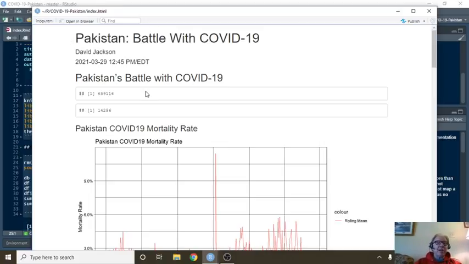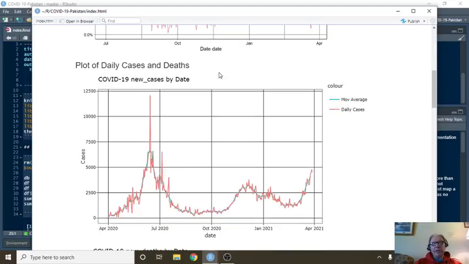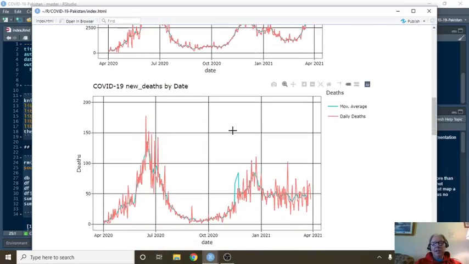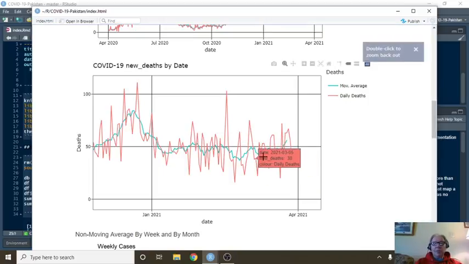Okay, Pakistan currently has 659,000 cases, 14,256 deaths. Mortality rate is falling back down now below 1.5%. That's very good news, which is interesting because you can see your cases are increasing. You had a little bit of a downturn here. Now, unfortunately, your cases are beginning to climb again. All right. Deaths remain relatively flat.